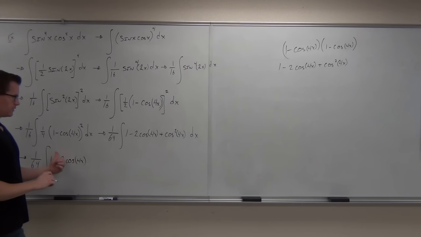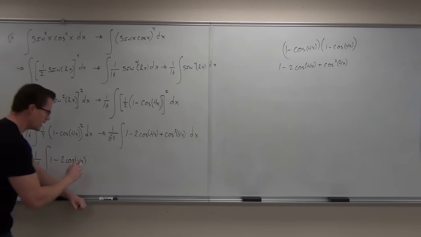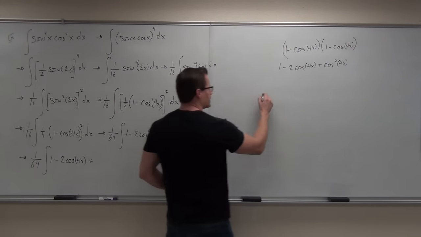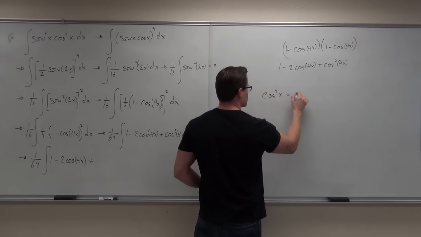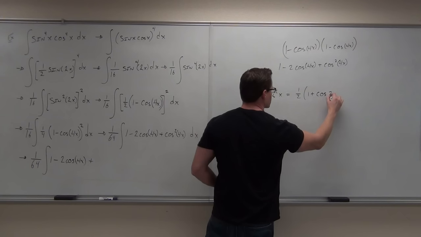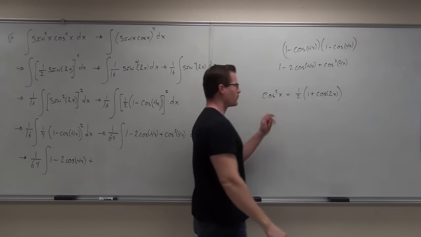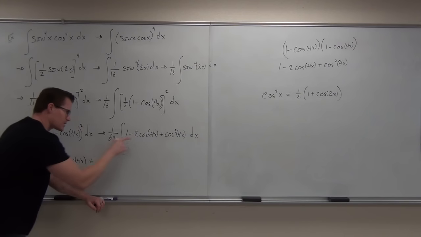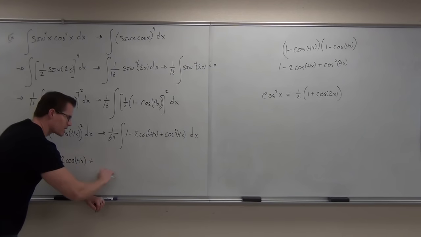So we have 1, we've got minus cosine 4x. We've got a plus, let's look inside here. Remember that cosine squared x equals 1/2 times 1 plus cosine 2x. Hopefully we're familiar with that one. Let's apply it here. I've got the 1, I've got the minus cosine 4x, I've got the plus. What am I going to write next?